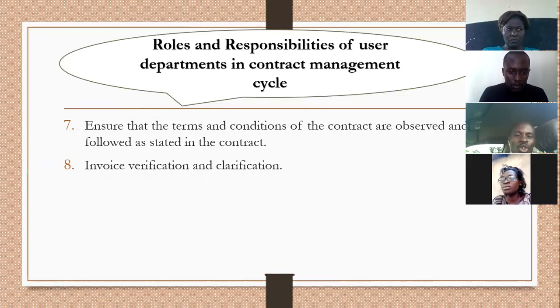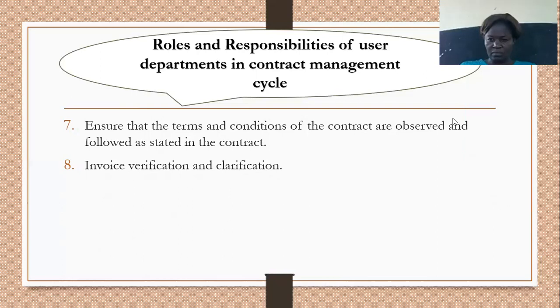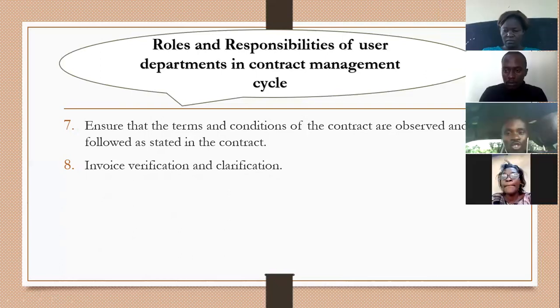So it's important to ascertain the originality and the authenticity. Is it original? Is it the right invoice? Are they the right amounts? Are they the things that are needed? Are they the right specification? Is everything captured in the invoice part of the things that are needed for that particular contract or otherwise? So it's important to do the verification, and all this happens at the user department level.